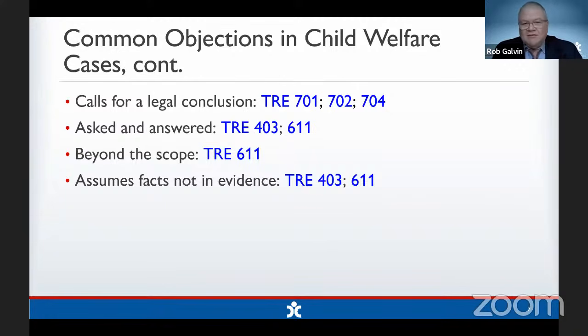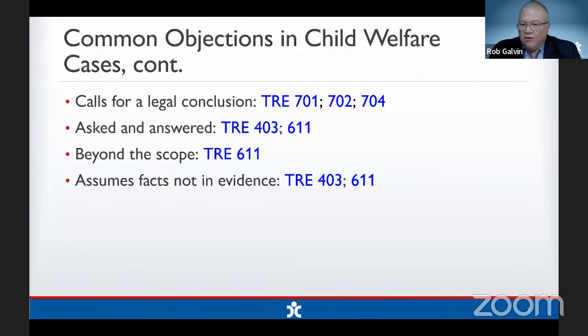So where I see it sometimes, and where it's been used somewhat unsuccessfully against me, is when I'm asking a witness a question, and there's an objection to beyond the scope, and I'm a little confused, and I'm like, I don't understand that. And they say, well, it's beyond the scope of the direct examination. So that doesn't apply in Texas court.